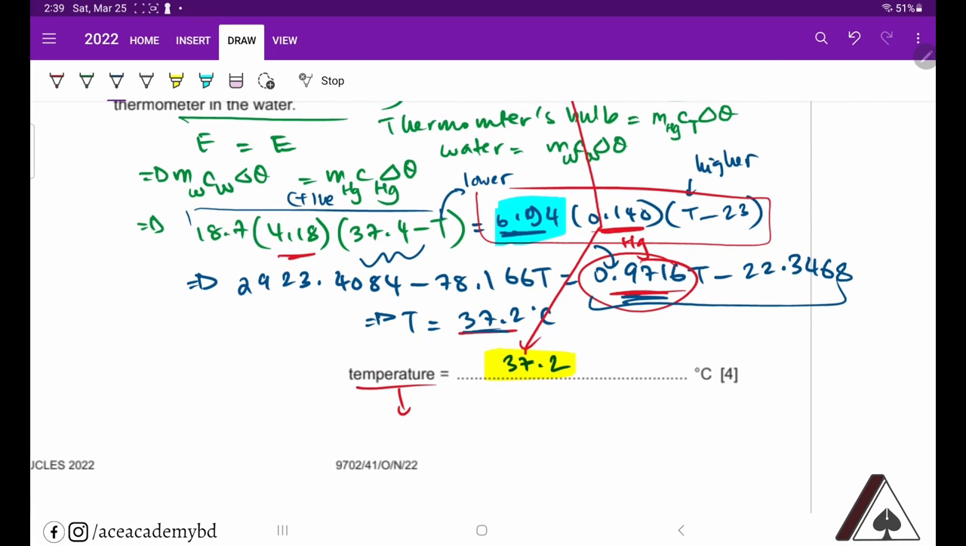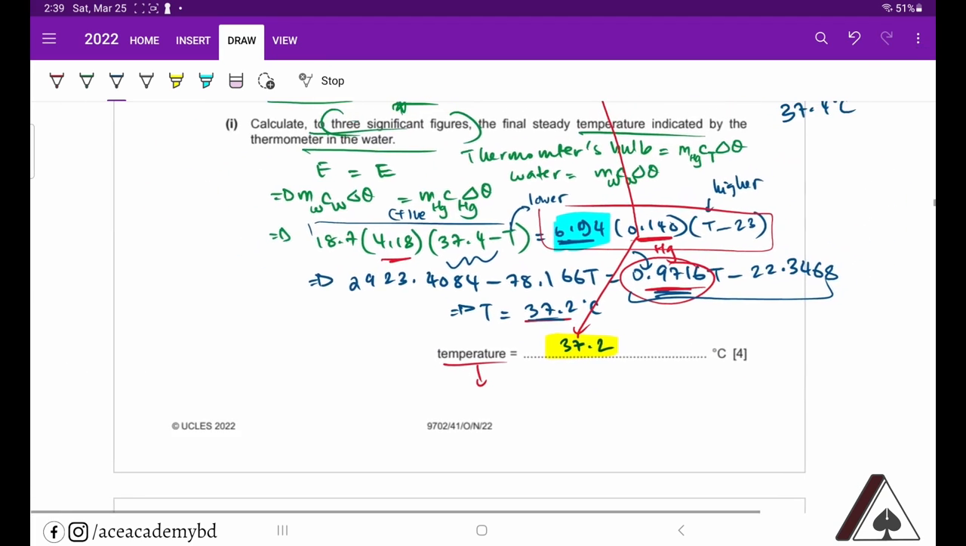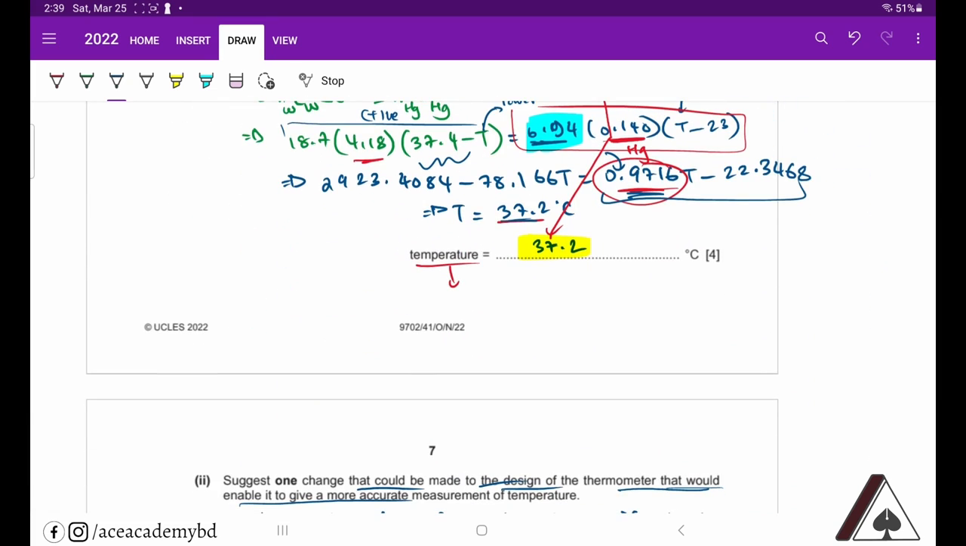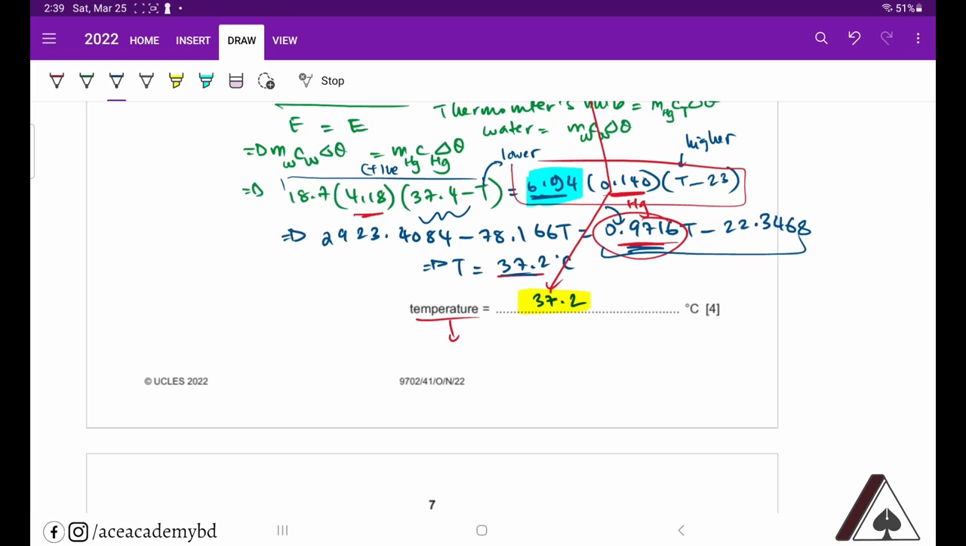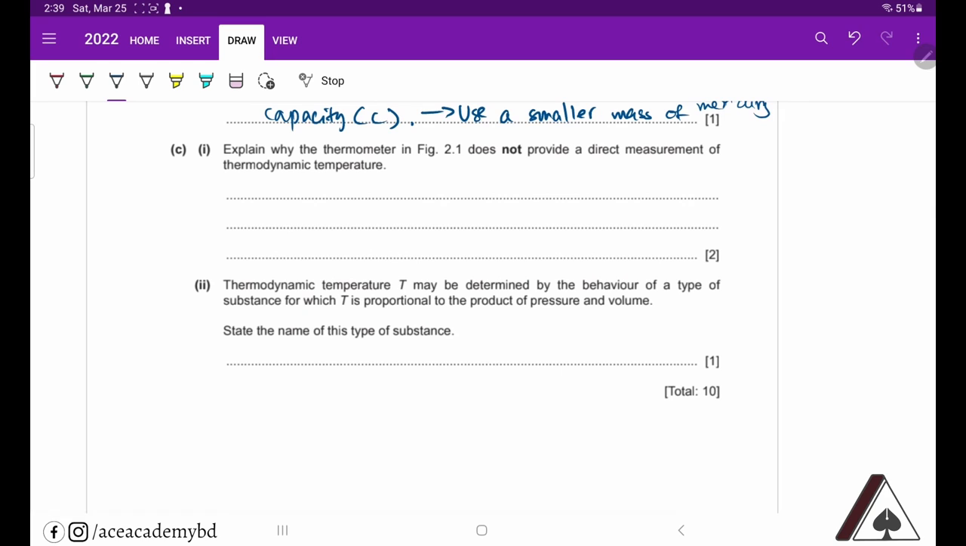The lower the right hand side of our calculation over here, the much closer the temperature is to the original value, which is 37.4. Over here, it's still close because mercury is pretty good because it has a low specific heat capacity, and usually we use a smaller mass. If we use an even smaller mass, then the temperature would have been even more accurate. Okay. So now let's move on to the next part.